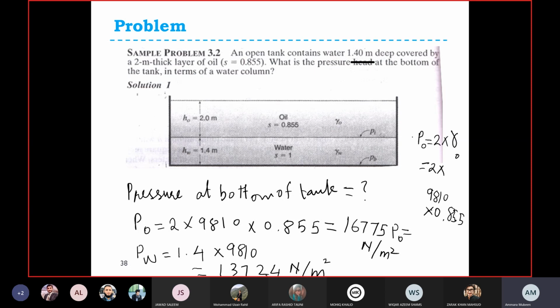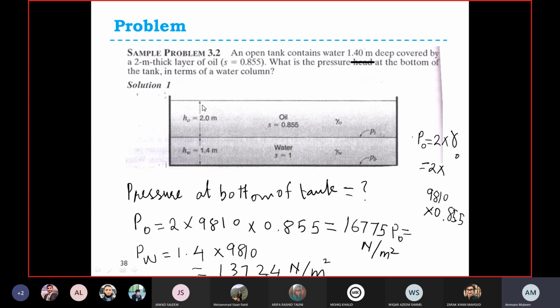An open tank contains water 1.5 meter deep, covered with 2 meter thick layer of oil. What is the pressure at the bottom of the tank in terms of water column? So there are two things you should be considering. One is they have asked you to find out the pressure at the bottom of the tank. Then another thing that you have to give the value in terms of water column.